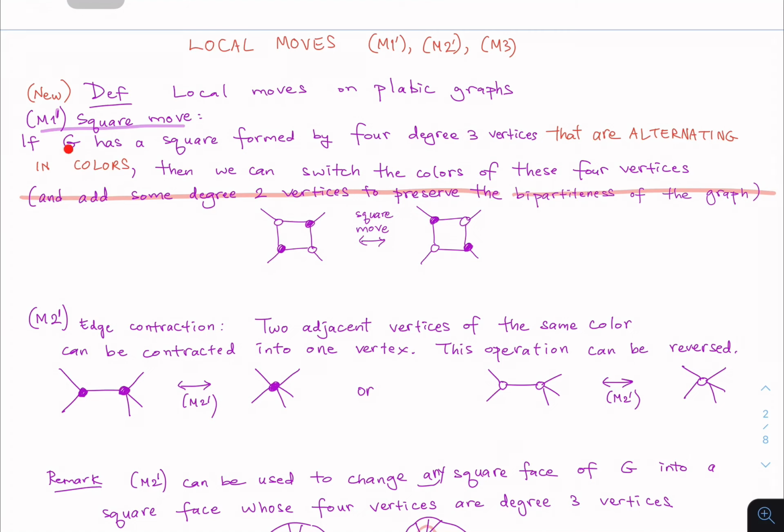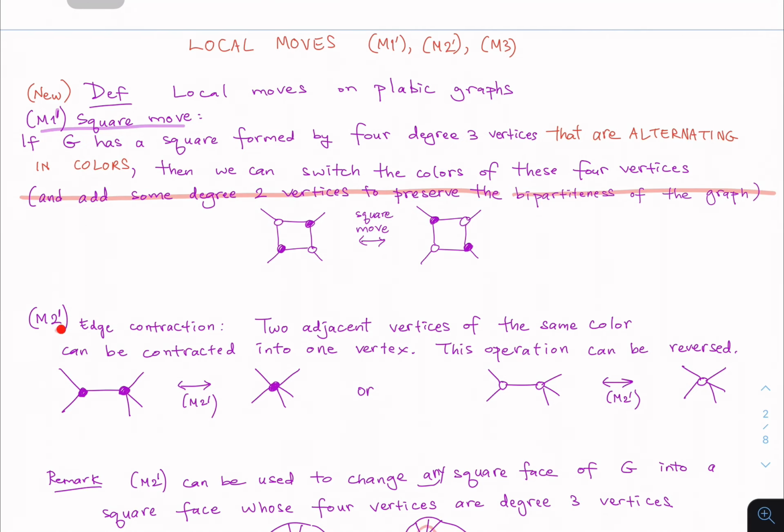And again, if the graph has a square with 4 vertices that are all of degree 3, and here I have the requirement because it's possible that we have a Plabic graph with a square but with non-alternating colors. But in order to do the square move, we need to have alternating colors. So if we have all of these requirements, so basically a square that looks like this, then we can apply the square move and basically switch the colors of these 4 vertices.